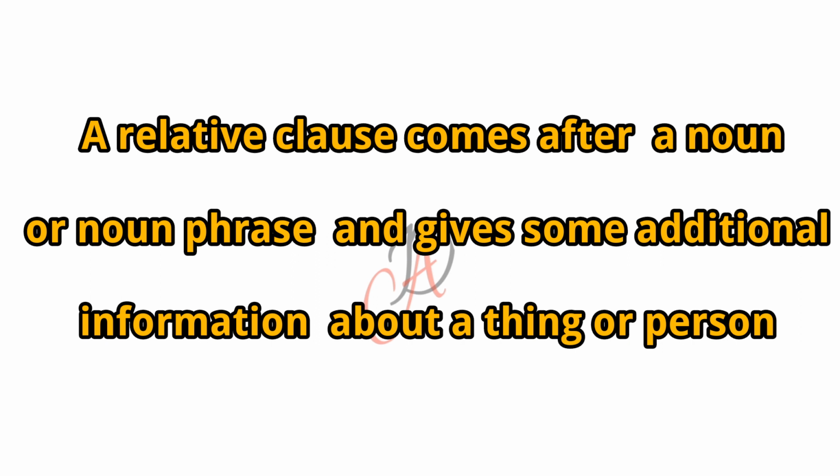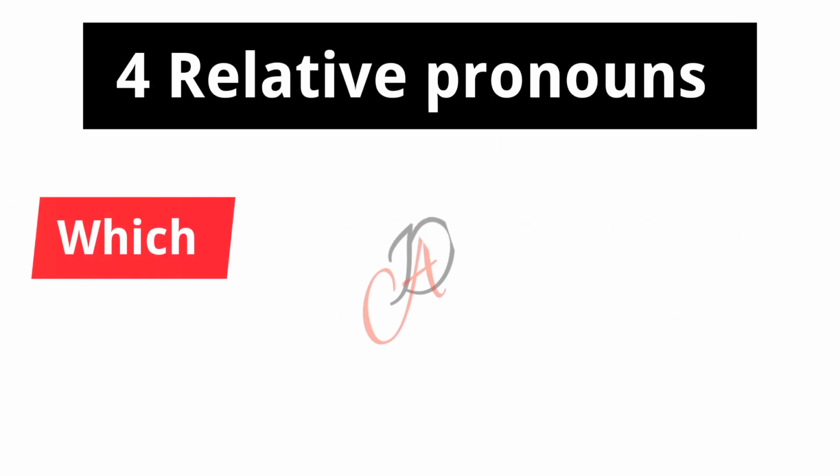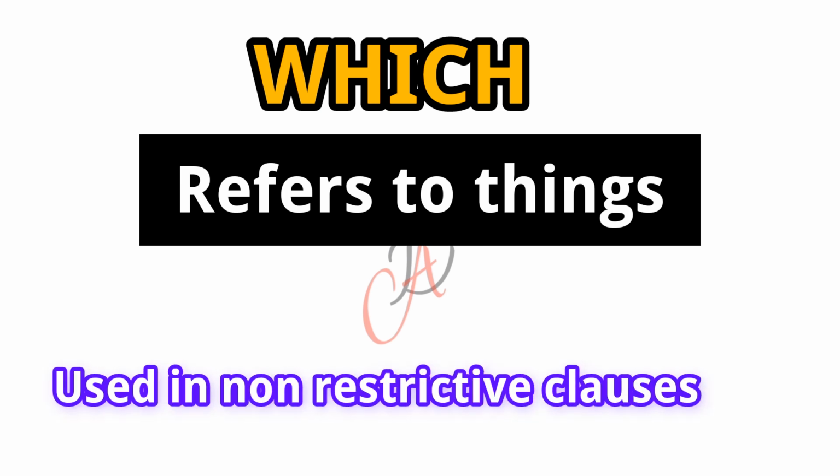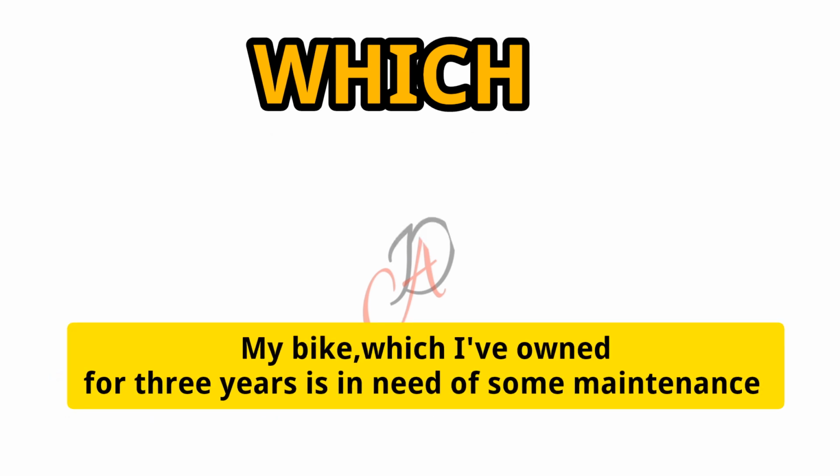So let's understand the four important relative pronouns in detail. That is which, that, who, and whom. And let's start with which. The relative pronoun which is always used to refer to things, or used in non-restrictive clauses. For example, my bike, which I have owned for 3 years, is in need of some maintenance.